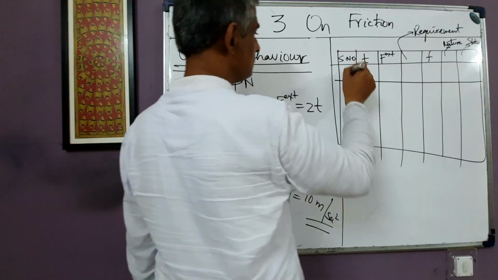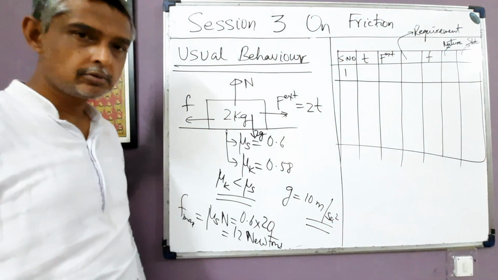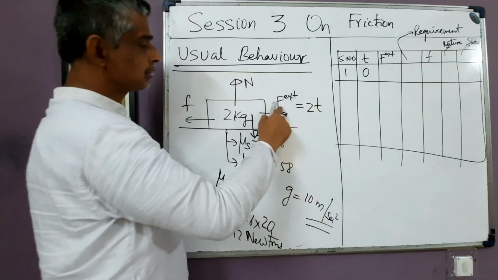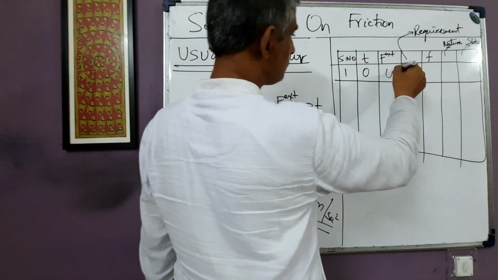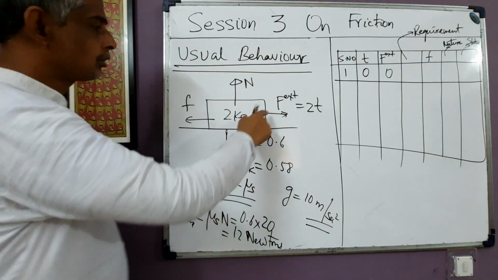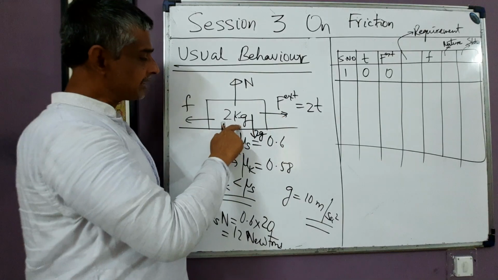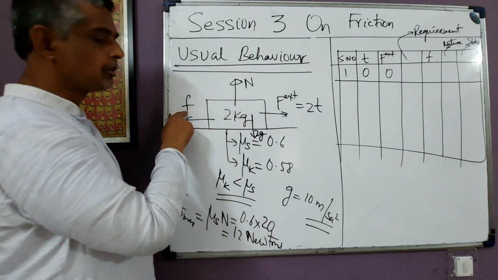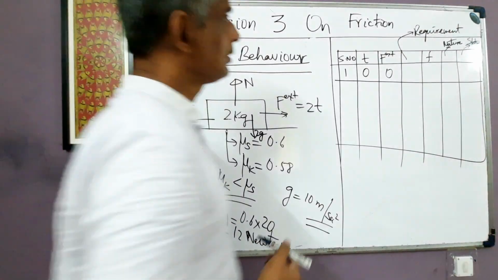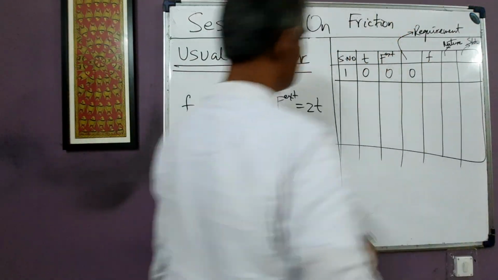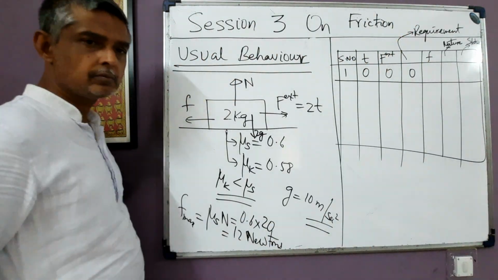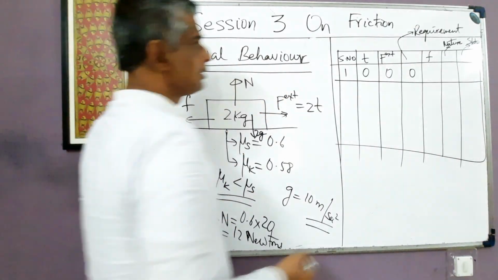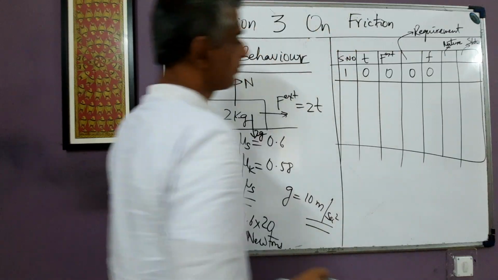Now serial number 1. Okay. Suppose t is 0. T is 0, the F external is also how much? 2 into 0, 0. So at time 0, no external horizontal force is acting on the 2 kg block in rightward direction. So to cause no slip, the amount of friction needed is also 0. So requirement becomes 0. What is the supply? 12 Newton. So friction is not needed. So friction won't act. Okay. So the value of friction is also 0.